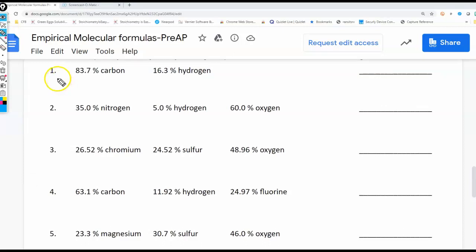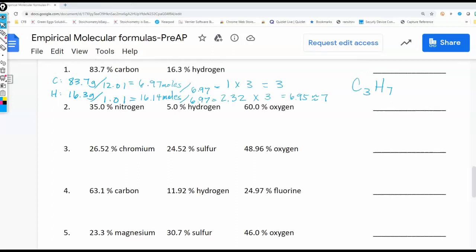Step number 1, I am going to be changing my 83.7% to 83.7 grams of carbon, and I'm going to divide it by the molar mass of carbon, and then I'm going to do that for hydrogen, 16.3 grams of hydrogen, and divide by hydrogen's molar mass. Okay, so what I did is completed dividing by molar masses, and I got 6.97 moles and 16.14 moles.